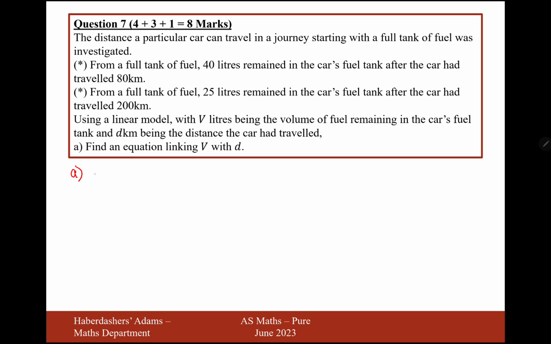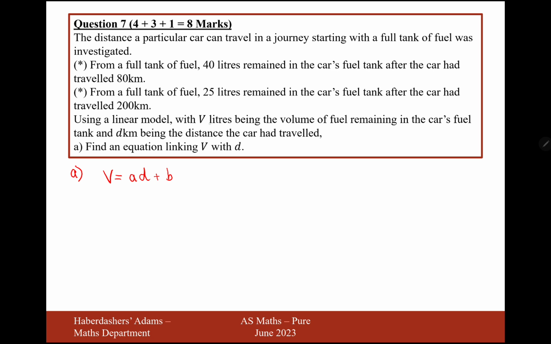Okay, so our equation is going to look like this. V equals something times d add something else. It's a linear model, so that means there's just going to be a multiple of d add a constant. Let's now substitute in some values for V and d.